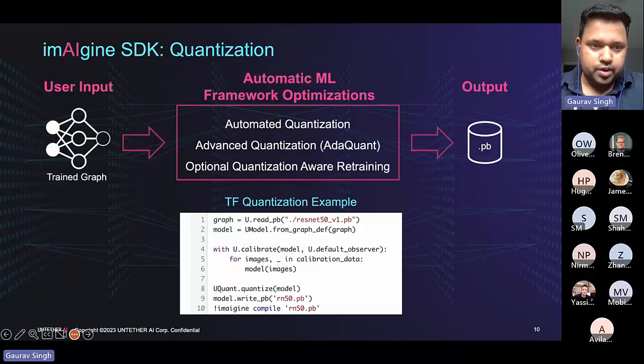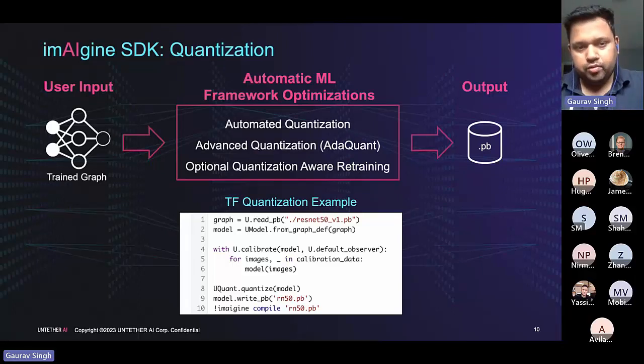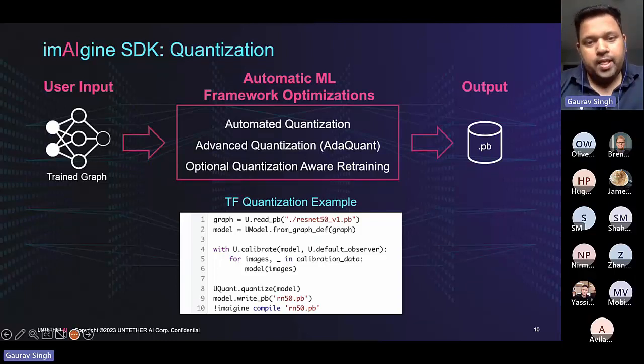So this is the quantization framework. We start with a train graph, which is a protobuf file in floating point 32. We have these framework optimizations, which are quantization, AdaQuant, and quantization-aware retraining, also called QAT, where we add quantization noise also. When we convert a model from floating point to integer, some quantization noise gets introduced, and that reduces the accuracy. So if we train the model while allowing that quantization noise to also be part of it, it improves the accuracy back. So it goes from one protobuf file to another protobuf file.